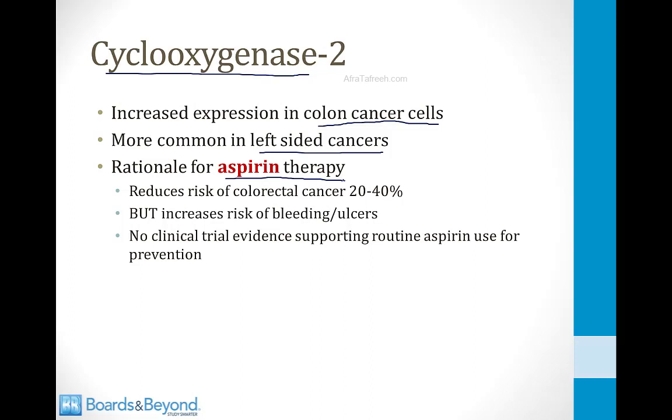Aspirin inhibits cyclooxygenase, and there are some data suggesting that aspirin reduces the risk of colorectal cancer by 20 to 40%. Unfortunately, there's a price that patients pay if they take aspirin every day. There's an increased risk of bleeding and ulcers, and there are no clinical trials showing that there's a reduced rate of mortality among patients who take aspirin every day to prevent colon cancer. Nevertheless, there are some groups that advise aspirin therapy to prevent colon cancer, and the basis for this recommendation is the understanding that cyclooxygenase 2 expression is increased in colon cancer cells.